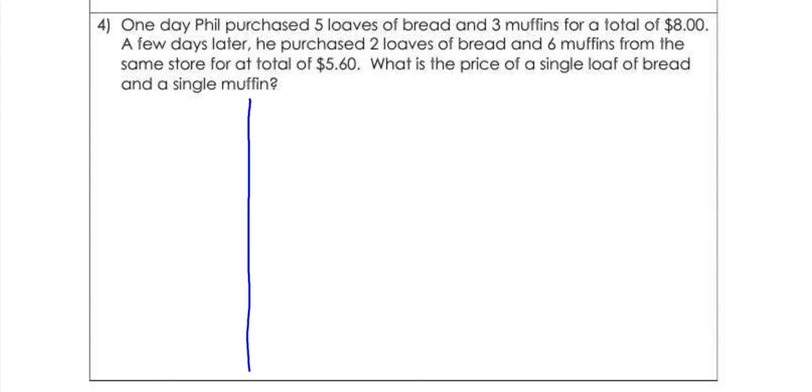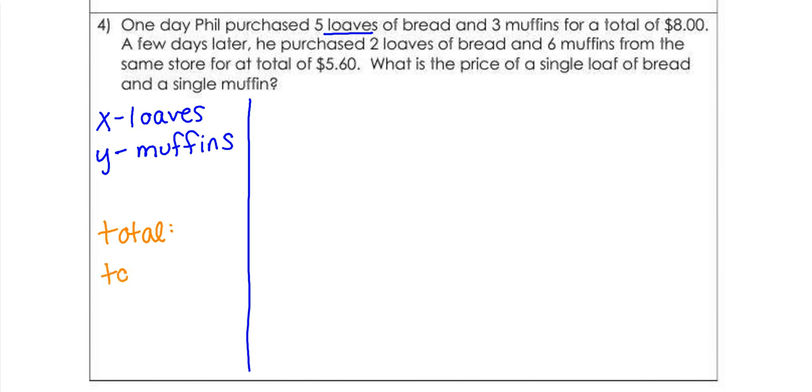Okay, so X here are going to be loaves of bread. Y are going to be my muffins. And then I see 2 situations happening here. And so I do see 2 totals. My first total is the $8, and my second total is the $5.60.